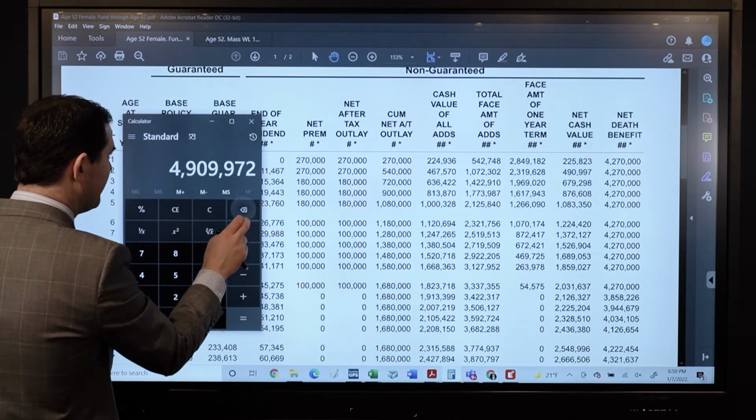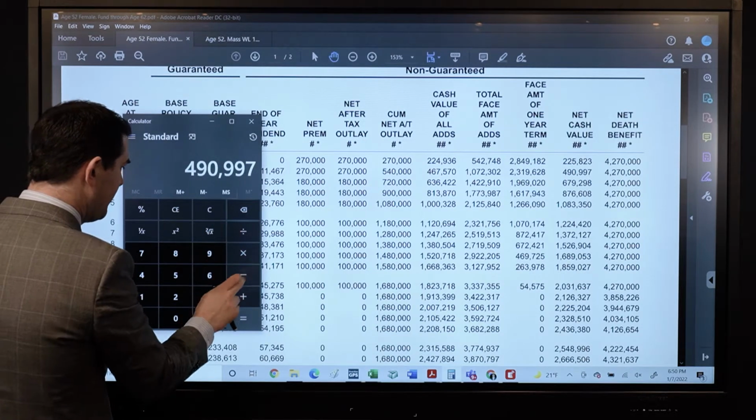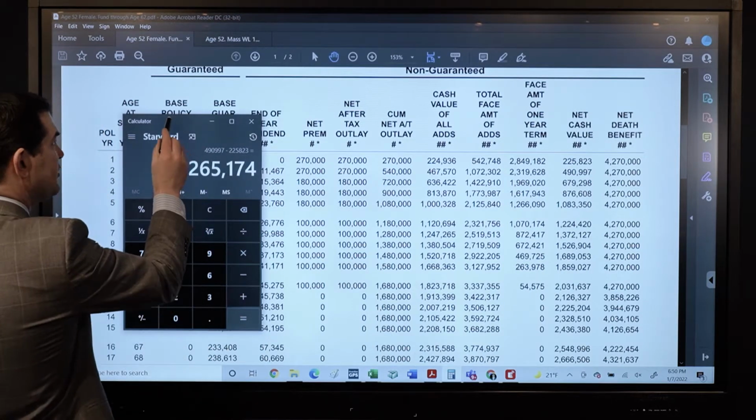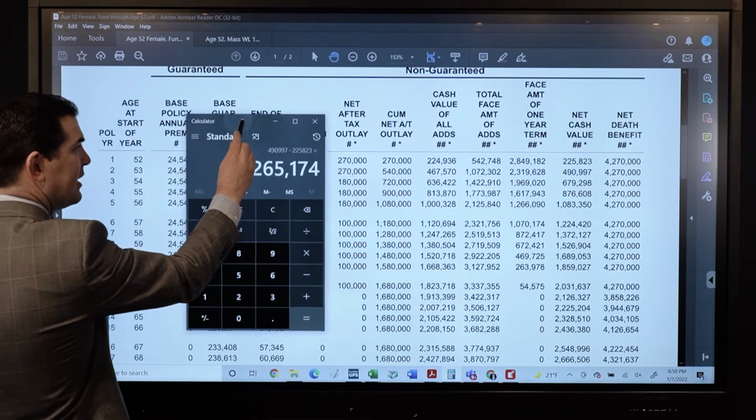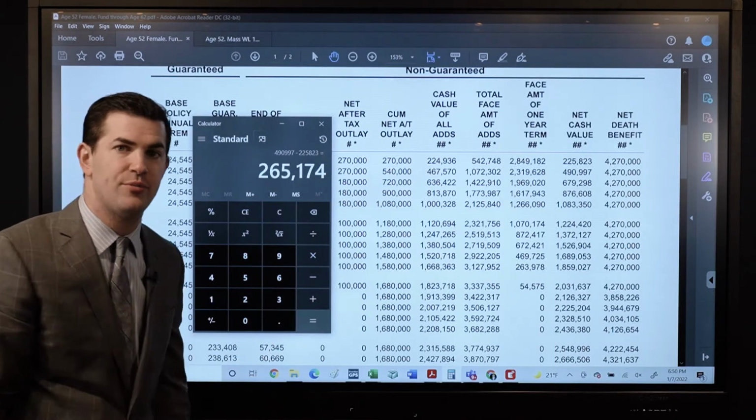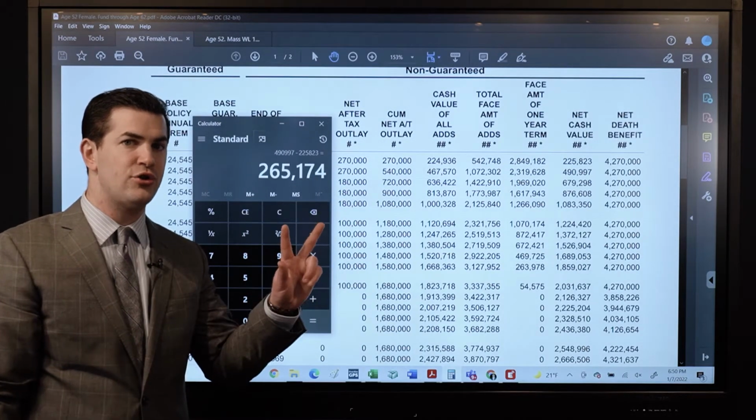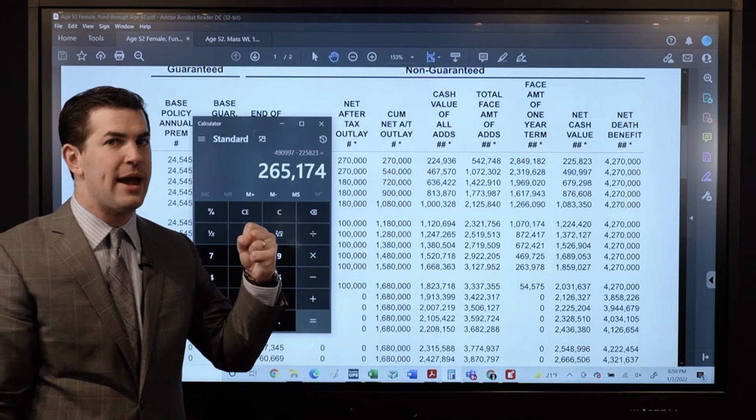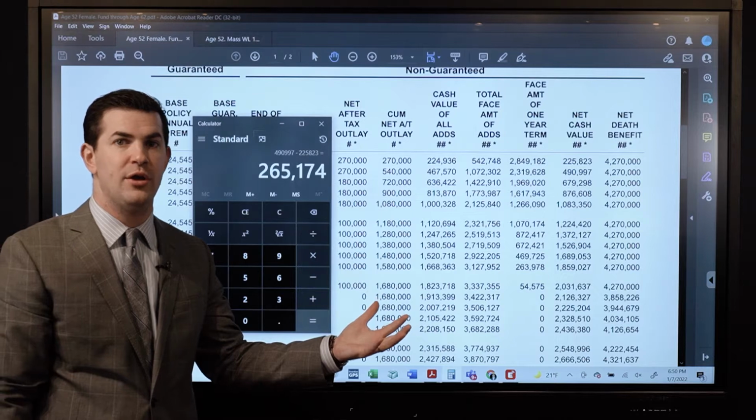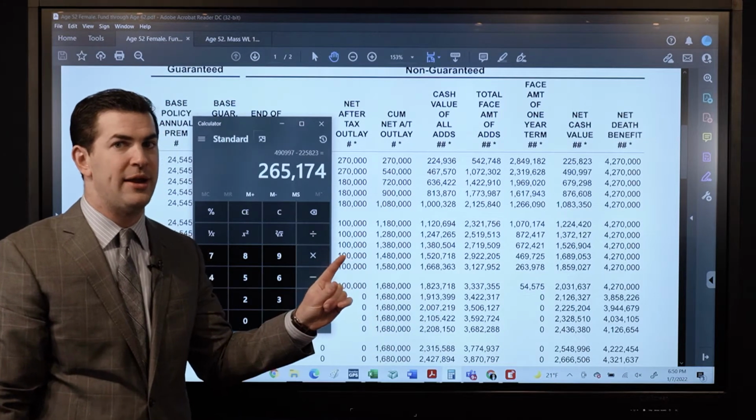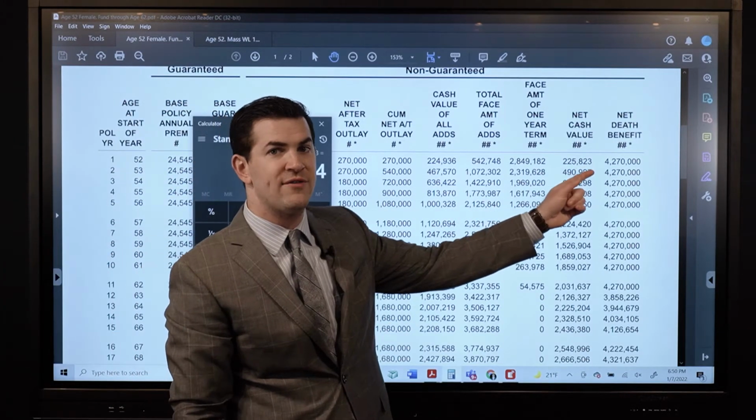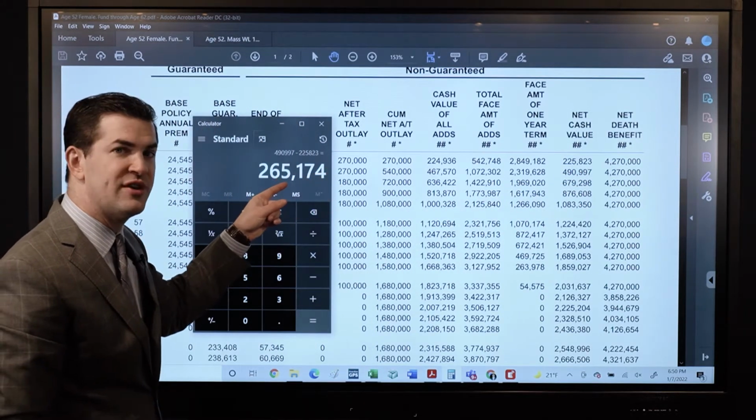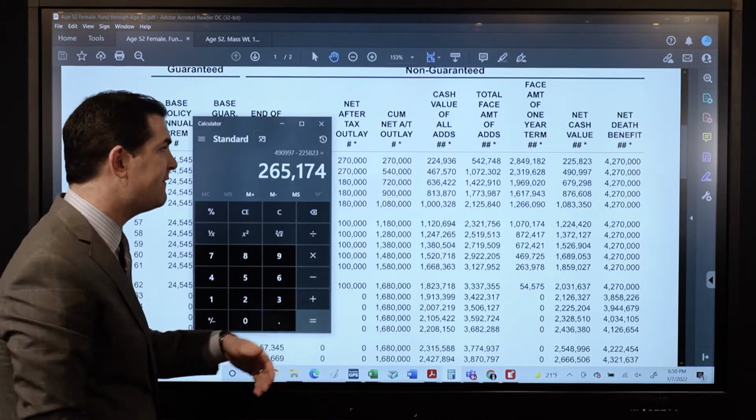Oopsie daisy. Forgot the subtraction sign. There we go. Minus 225, 823 equals $265,000, of which you've paid in 270. So what's that mean? In year 2, I paid in 270, a total of 265 came back, so that's a $5,000 hit. So the first year, I took a big hit, I paid in 270, and only 225 showed up. Isolating year 2, I pay in 270, 265 total shows up in cash value, that's negative 5,000.